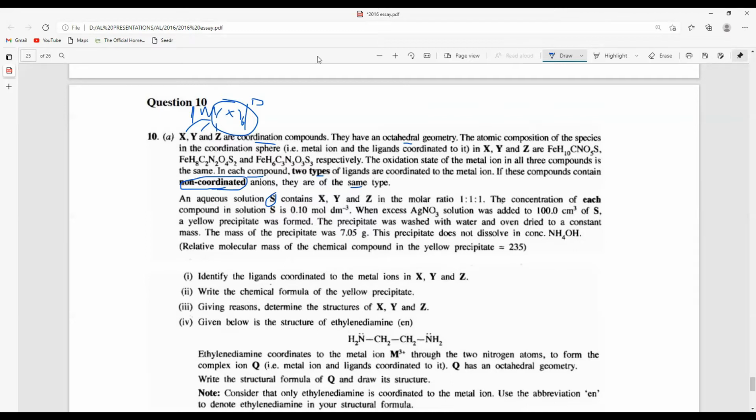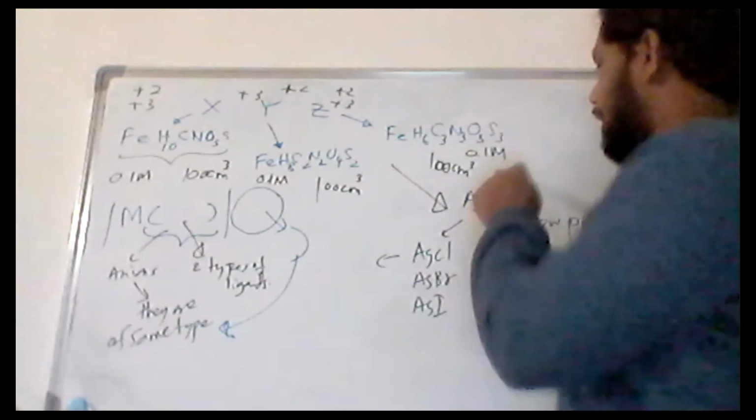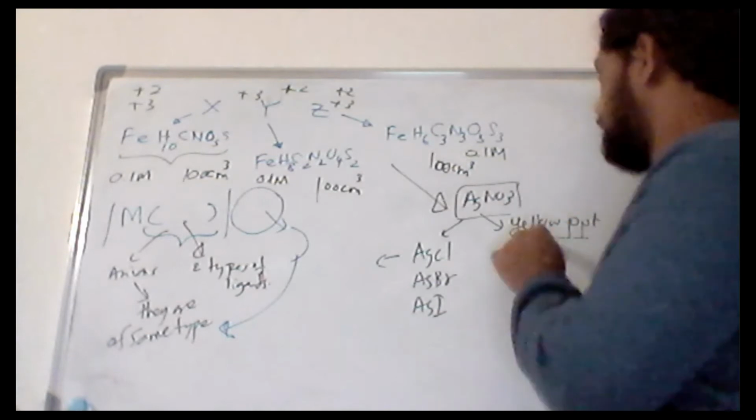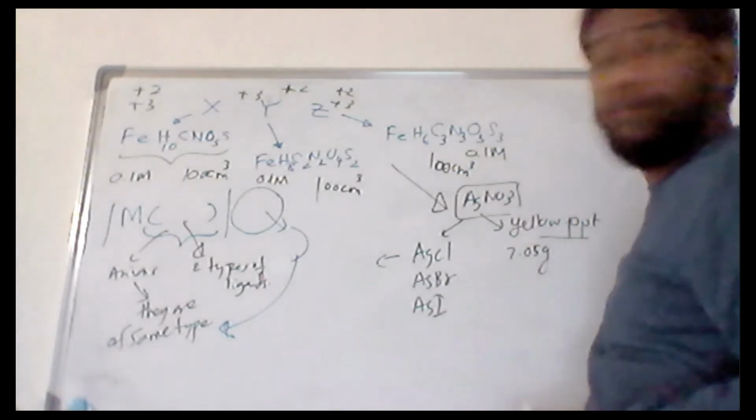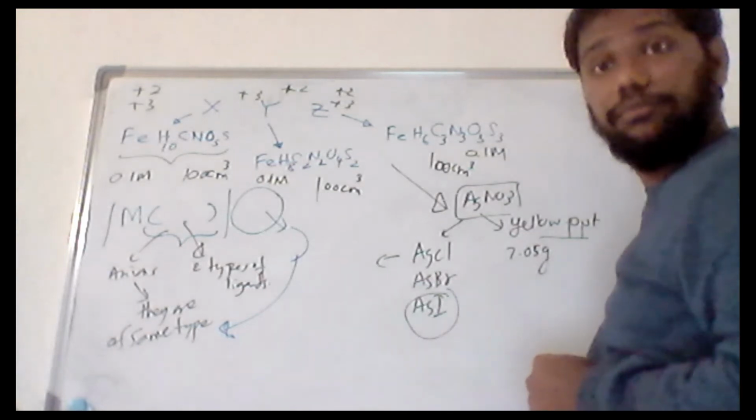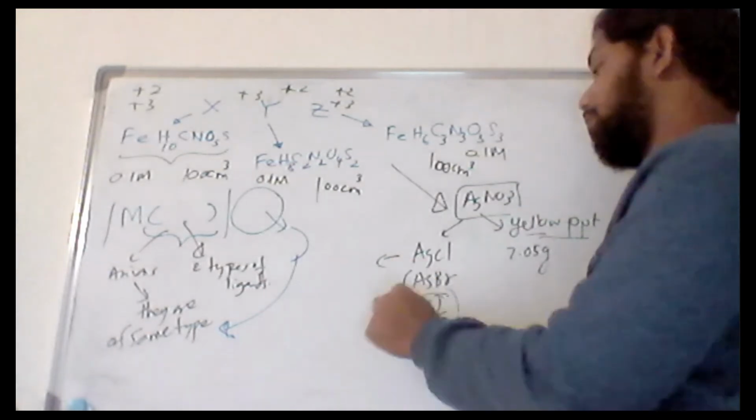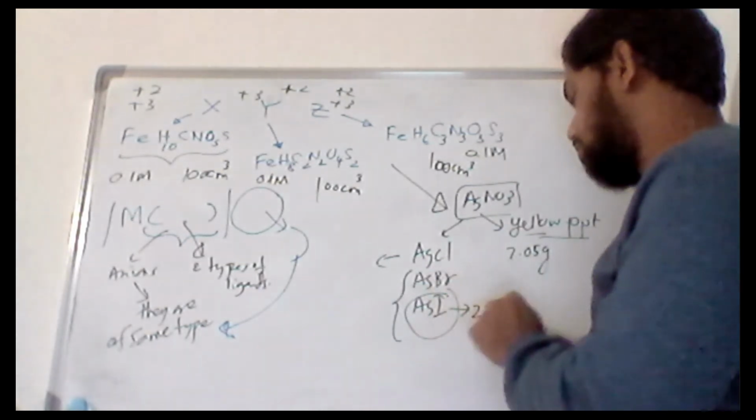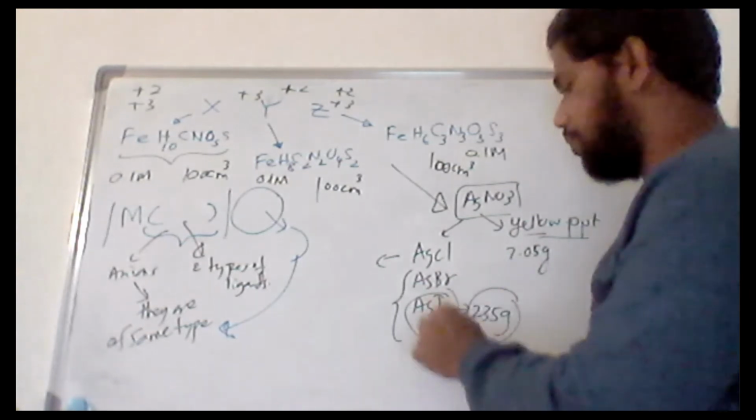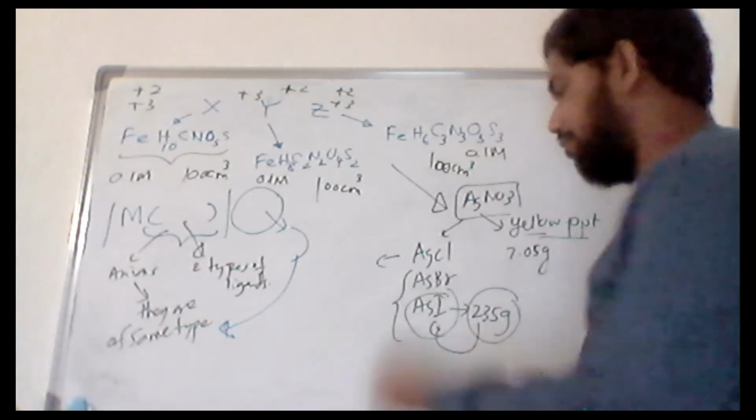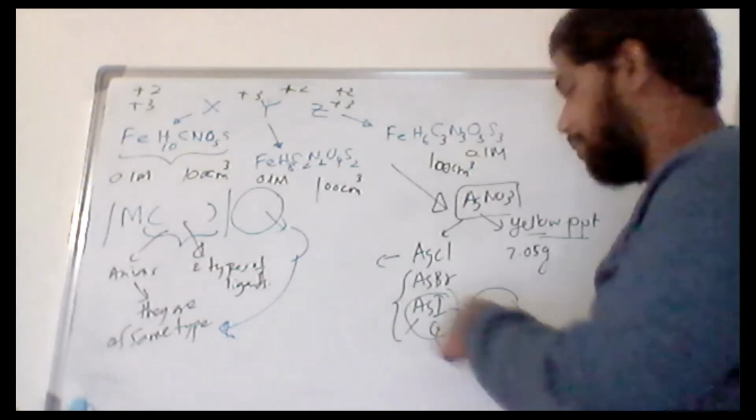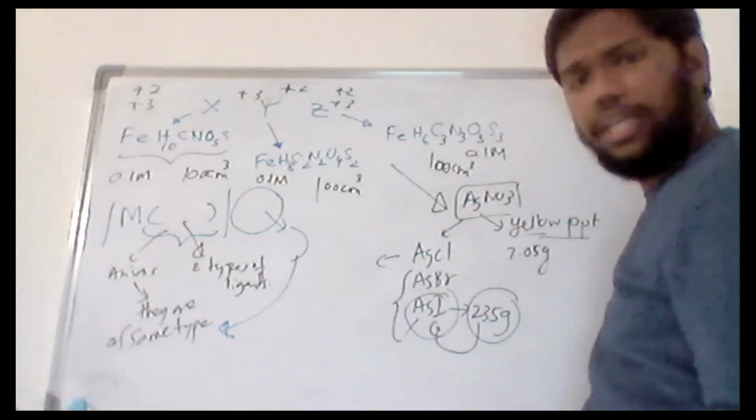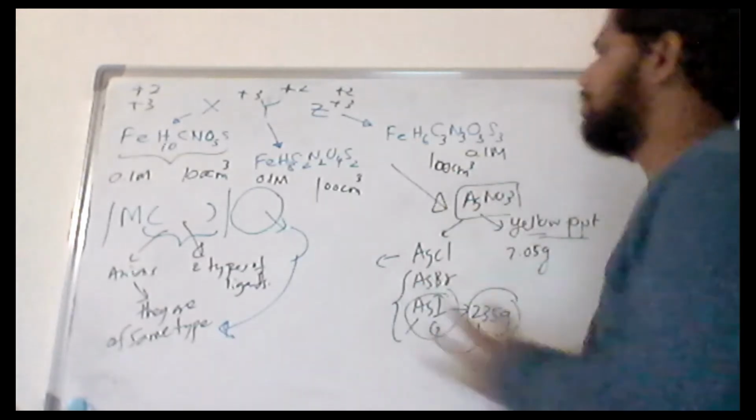So if you add AgNO3 to this particular solution, think about this. We are getting a yellow precipitate which does not dissolve in concentrated ammonia, so automatically this is AgI. Otherwise, the only two possible yellow precipitates are AgBr and AgI. They have given the molecular weight of this yellow precipitate as 235. If you know Ag is 108, and iodine is 127, this is 235 point something. So this piece of information is also given.